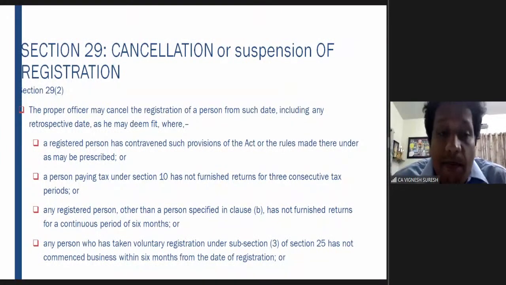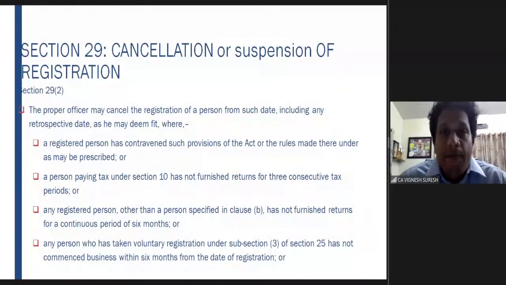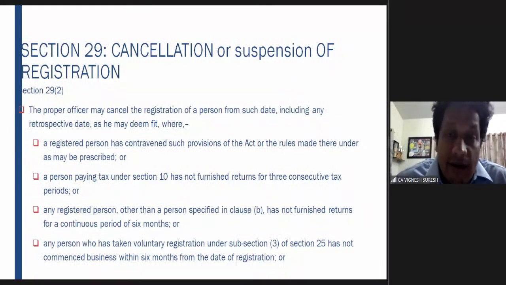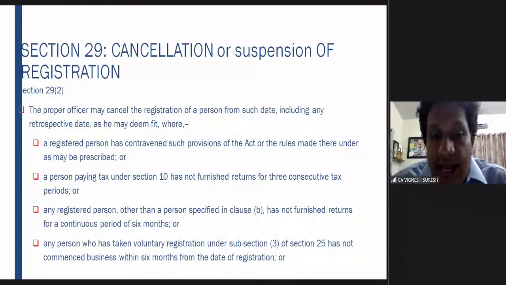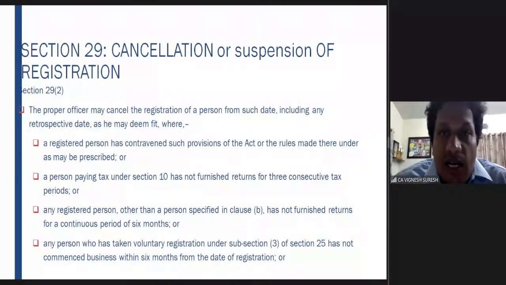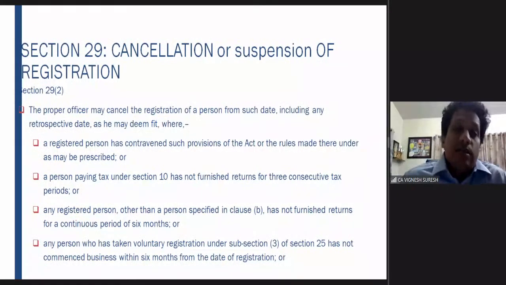Second case, a person paying tax under section 10 has not furnished the returns for 3 consecutive tax periods. When I say a person paying tax under section 10, I refer to a person opting for the composition levy. When a person opts for the composition levy, this person has to file a return every quarter, right? So if for 3 consecutive tax periods the composition levy person has not filed the return, that means for 3 quarters he has not filed the applicable quarterly return. That is point number 2.